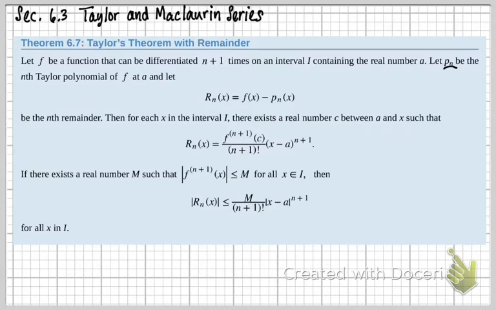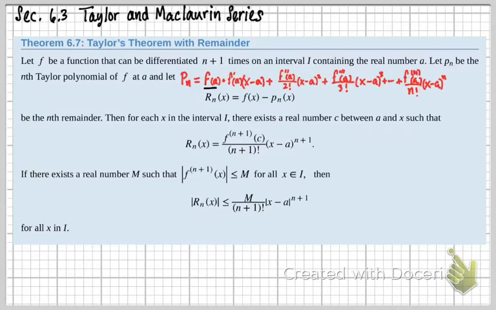This is what that polynomial is. So here's the Taylor polynomial. First f of a, f prime of a times x minus a, and then f double prime, and so on and so forth, all the way to the nth derivative of f at a over n factorial. So now that's what my Pn is.